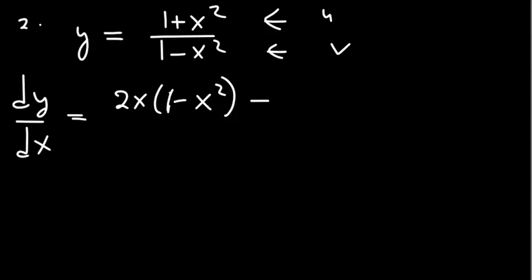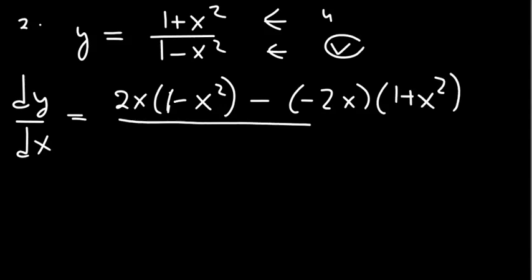minus now. Now let's differentiate v. That's going to give you minus 2x, multiply that by u, which is 1 plus x squared. Divide the entire thing by v squared, which in this case is (1 minus x squared) squared.